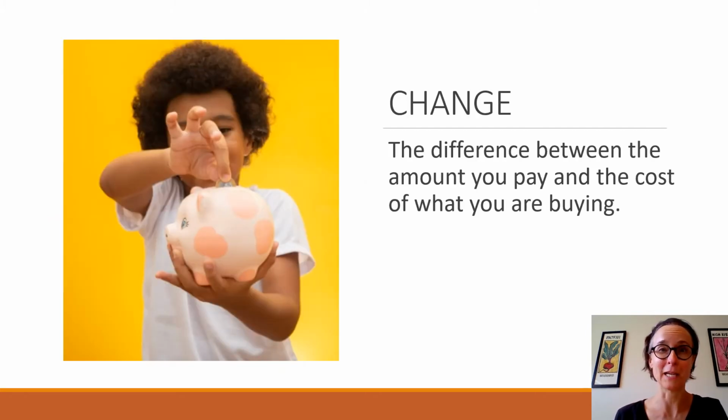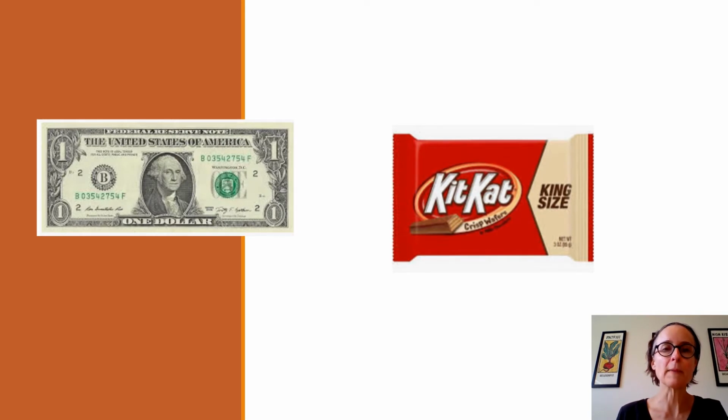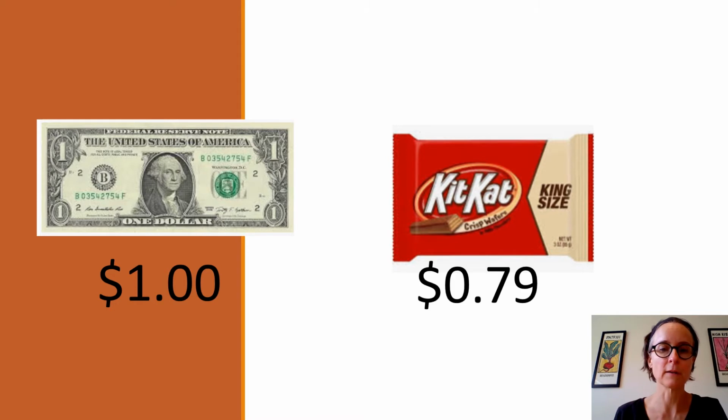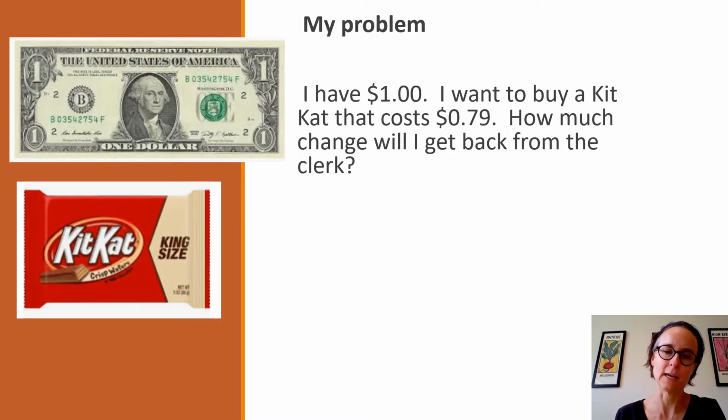Well, before I can begin visualizing or anything, I better understand what change is. When we're thinking about money, change is the difference between the amount you pay and the cost of what you are buying. The dollar that I pay is more than the 79 cents that the Kit Kat costs. So I'm paying too much. My change is going to be the difference between how much I paid and how much the Kit Kat really costs.